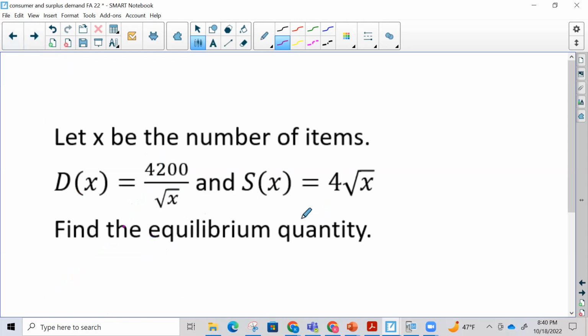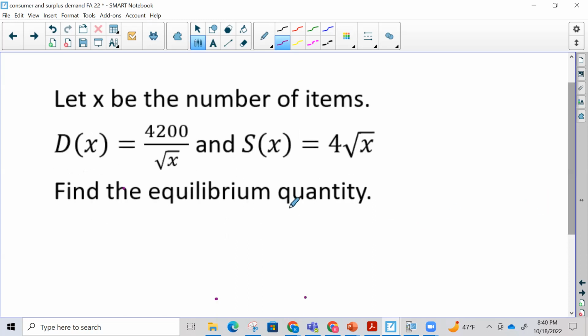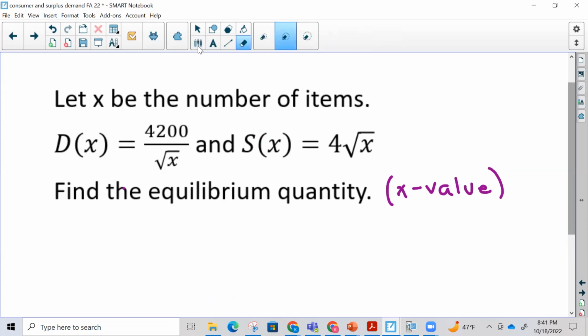So let's look at an example. Let X be the number of items. D of X, which again is my demand curve, is 4,200 over the square root of X. And S of X equals 4 times the square root of X. And S of X is the supply curve. Find the equilibrium quantity. Sometimes they say equilibrium quantity. Generally, if they ask for that, they just want the X value of the equilibrium point. You don't need to find the Y value. We'll still find both just to show you how to do it.